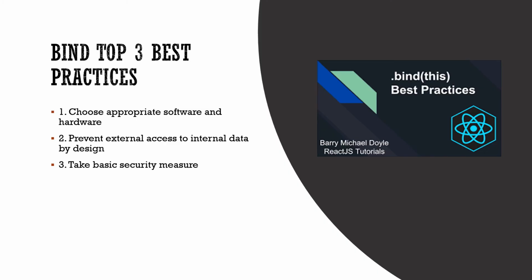And then I have some of Bind's top 3 best practices. It's a short slide, but these are the most important ones. The first one is to choose appropriate software and hardware. This means that you ensure you run currently supported versions of Bind on your system at all times, so that you don't run the risk of having several issues with the system. That also includes making sure your OS, or whatever you're using to support Bind, is up to date. The second thing is to prevent external access to internal data by design. That's another thing that Bind has as a default in the system as a good practice.